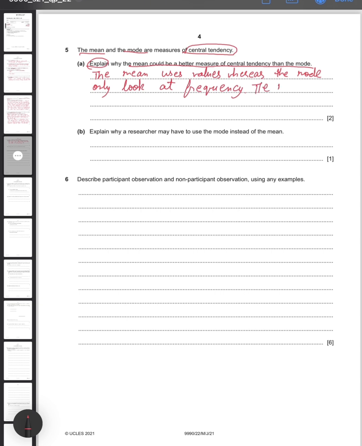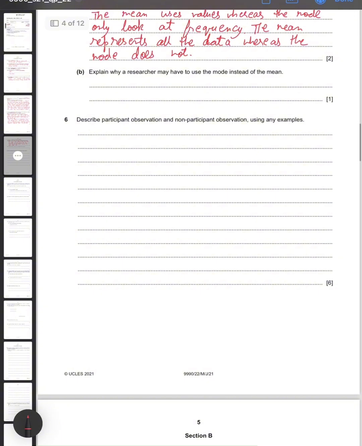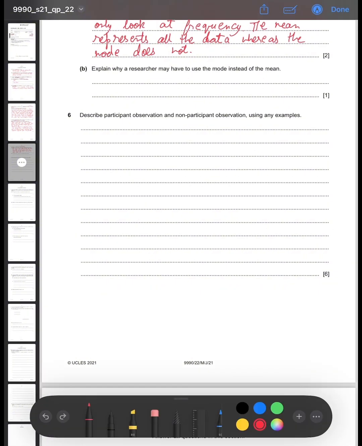So this means that the mean represents all the data because it is the average of all the data. Whereas the mode does not. So that is why mean could have been a better measure of central tendency as compared to the mode.